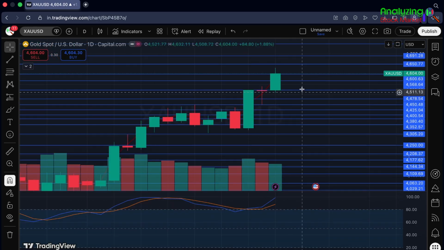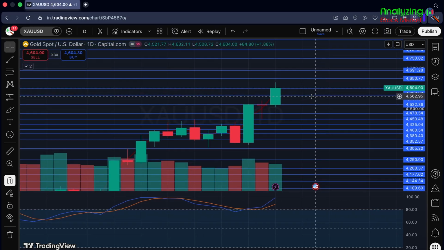So this is our daily chart. In this daily chart, some important support zones and resistance zones are already marked. So currently we don't need to mark any new levels.